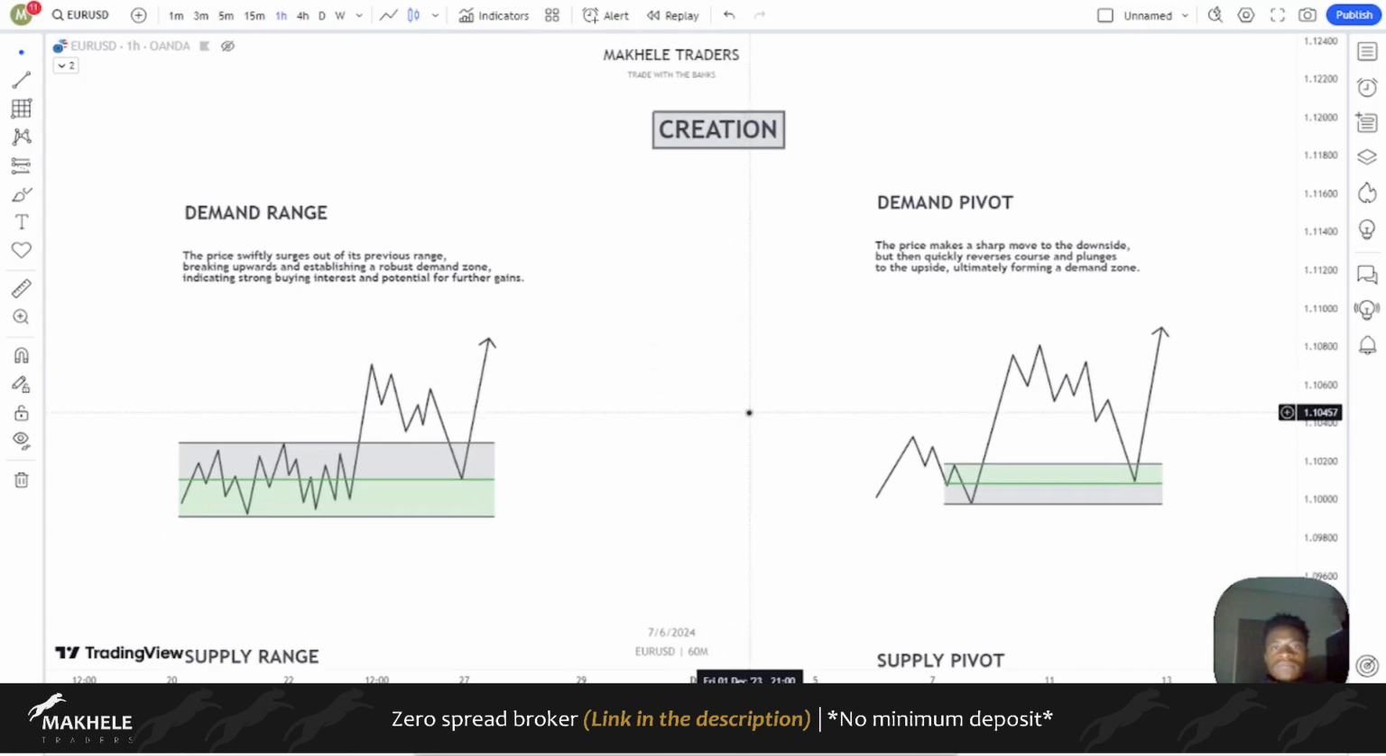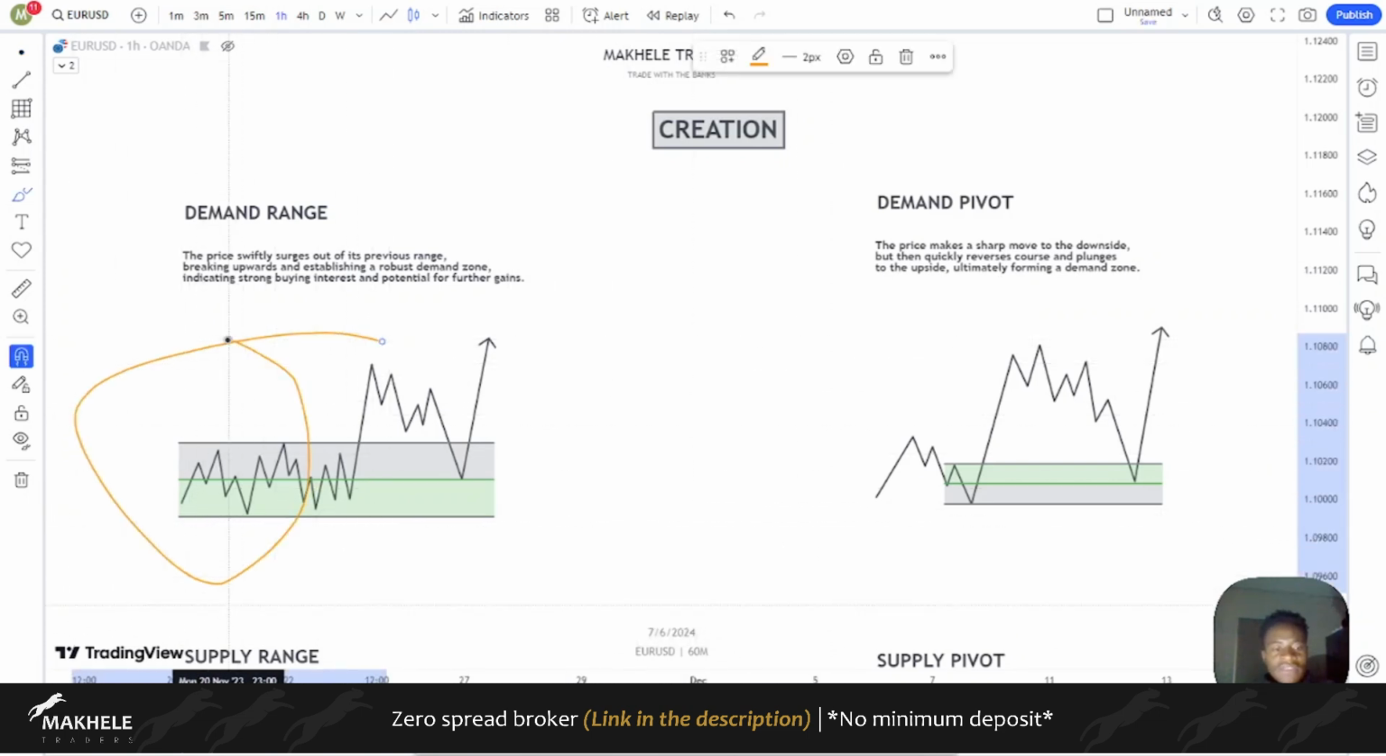So let's pay attention to the left side. We have a demand range. As we read, it says the price swiftly surges out of its previous range, breaking upwards and establishing a robust demand zone, indicating strong interest and potential for buying for further gains. To elaborate on that point, let's look at this graph, guys.